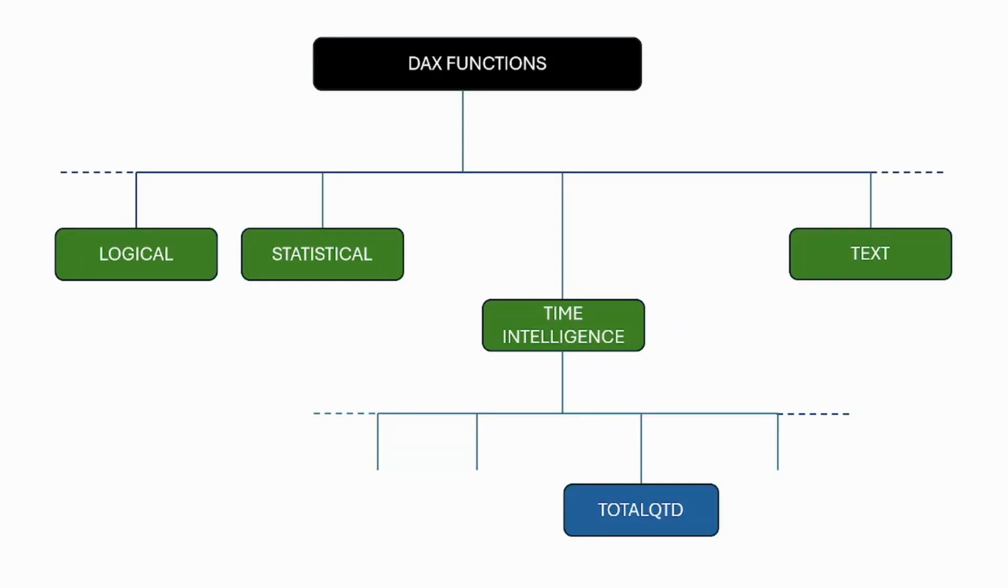In today's video, we're going to have a look at a DAX function called TOTALQTD, or total quarter to date. This DAX function belongs to the time intelligence family of DAX functions. Let's switch to Power BI for the demonstration.